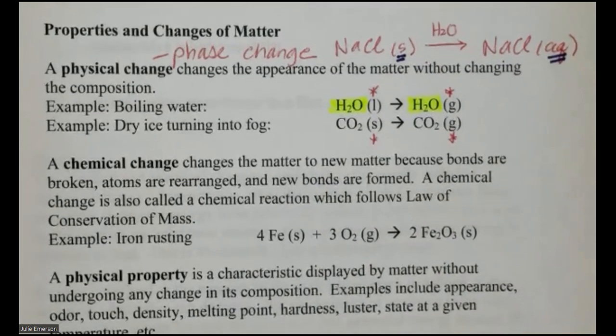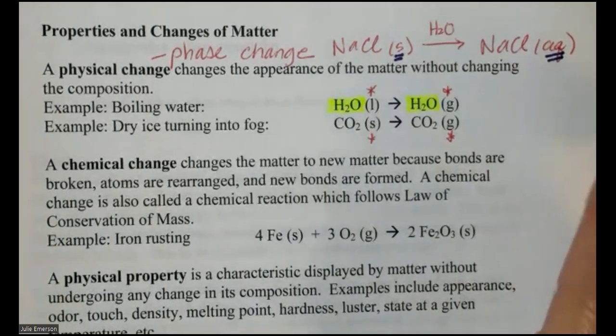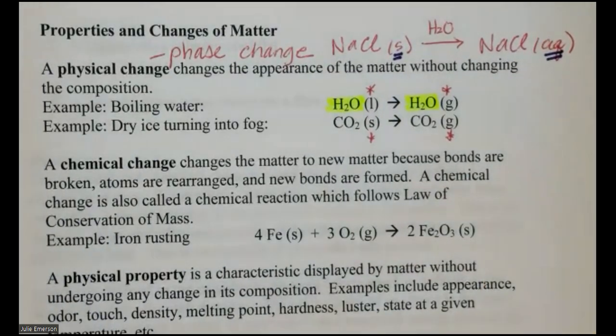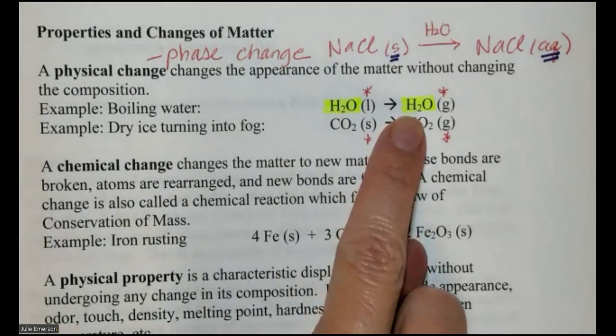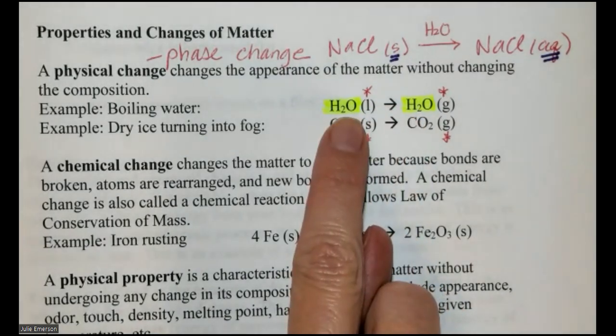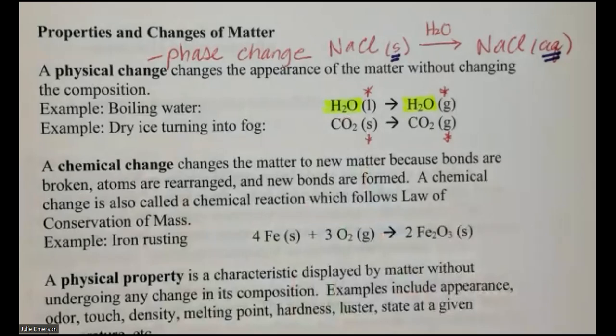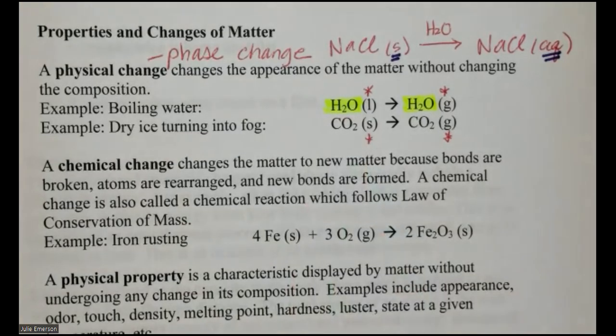We haven't changed the matter. If we really wanted to, we could evaporate the water and get back the sodium chloride salt crystals. The water that we evaporated, if we had a way of collecting that vapor, we could cool it down and turn it back into the liquid phase. So physical changes, because we haven't broken any bonds, are typically easy to reverse.